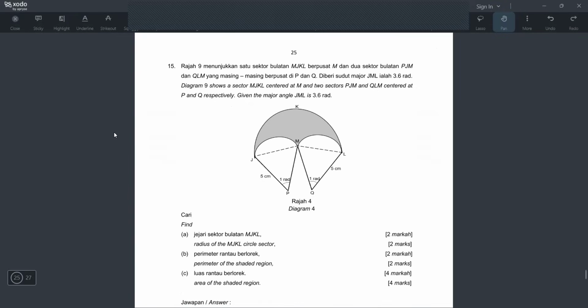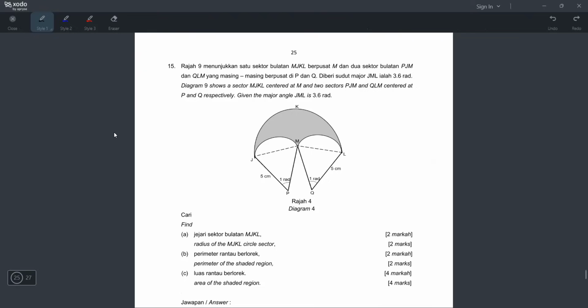Okay, let's do it. Diagram 9 shows a sector MJKL, center at M. This is a sector. So definitely this MJ and this ML is the radius and they have the same length, right? And then what else? Center at M. Okay, M is the center. And two sectors, PJM, QLM, center at P and Q. PJM also a sector. So the radius is this one, PM and PJ.